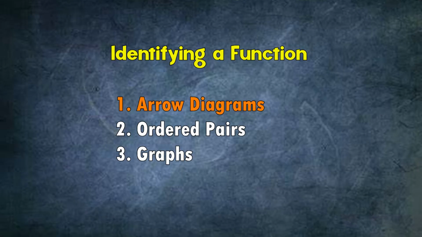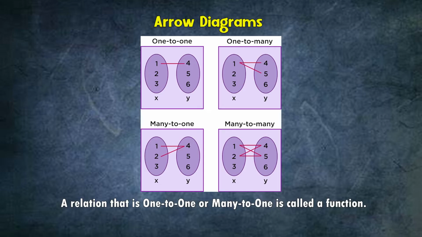So we can use three different ways to identify a function. We could look at arrow diagrams, ordered pairs, and graphs, and we would be able to identify if it's a function or not. You can recall that in previous lessons, you would have explored the different types of arrow diagrams. We have a one-to-one type, a one-to-many, many-to-one, and many-to-many.